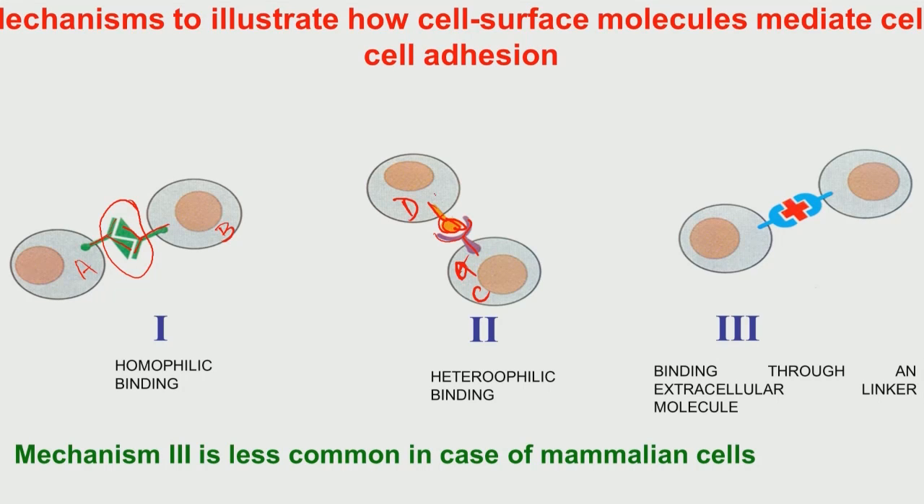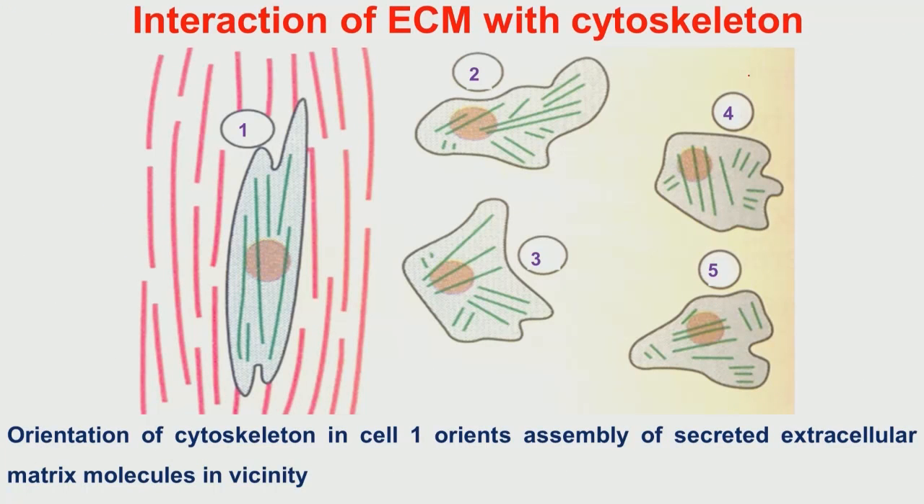Now, if this direct binding of two neighboring cell surface receptors is not possible, it has to be mediated by an extracellular linker molecule, and that is also possible. This is called type 3. This type 3 mechanism is by far the less commonly observed mechanism which can explain the cell interaction.